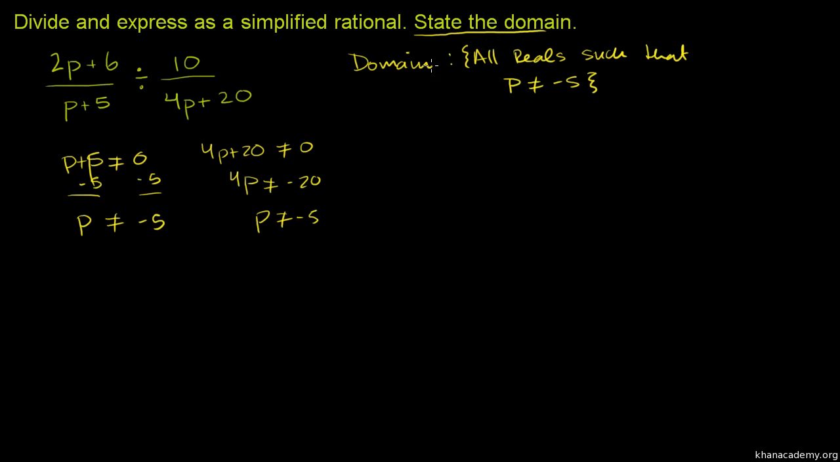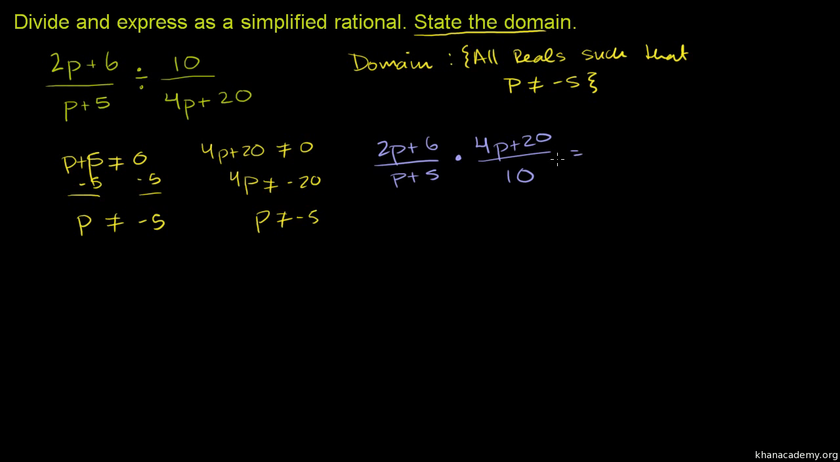Now let's actually simplify this expression. So when you divide by a fraction or a rational expression, that's the same thing as multiplying by the inverse. So let me just rewrite this thing over here. 2p plus 6 over p plus 5 divided by 10 over 4p plus 20 is the same thing as multiplying by the reciprocal, multiplying by 4p plus 20 over 10. I changed the division into a multiplication, and I flipped this guy right here.